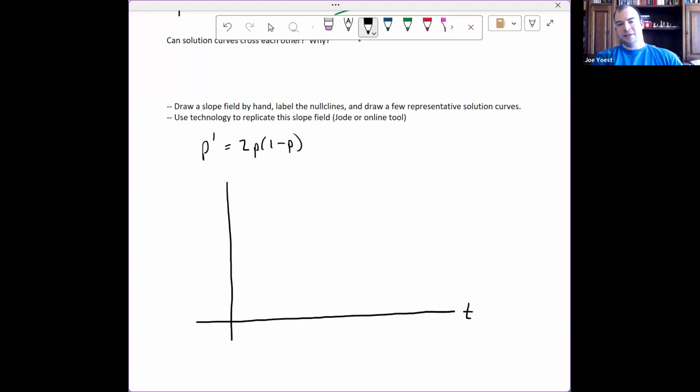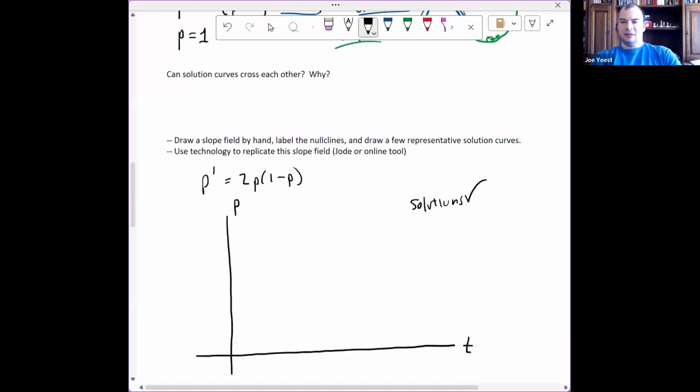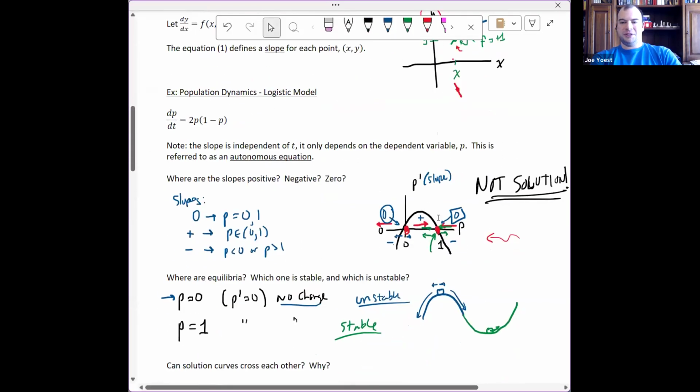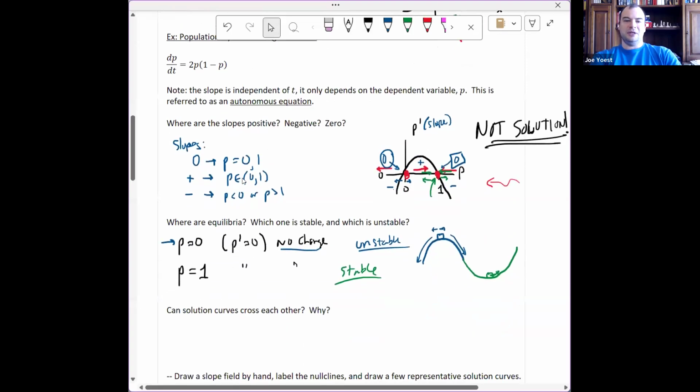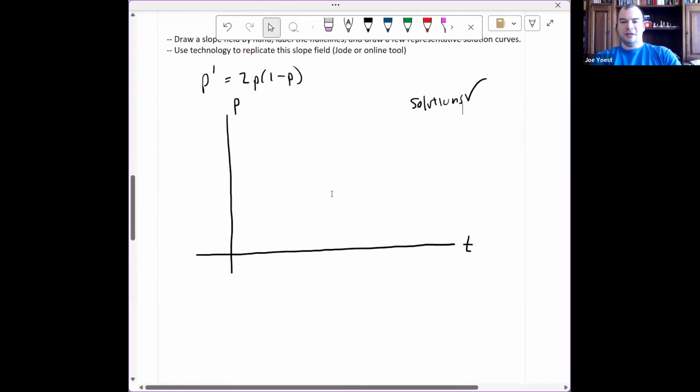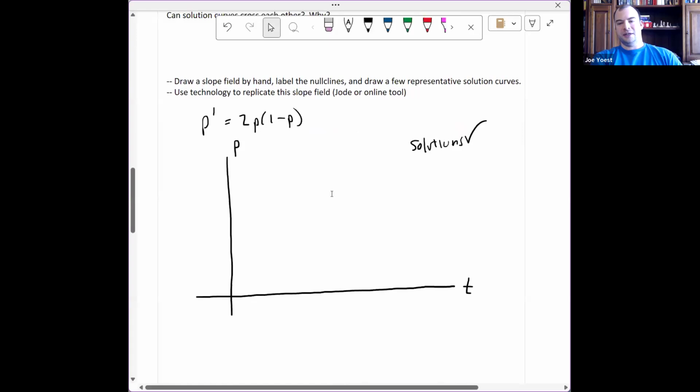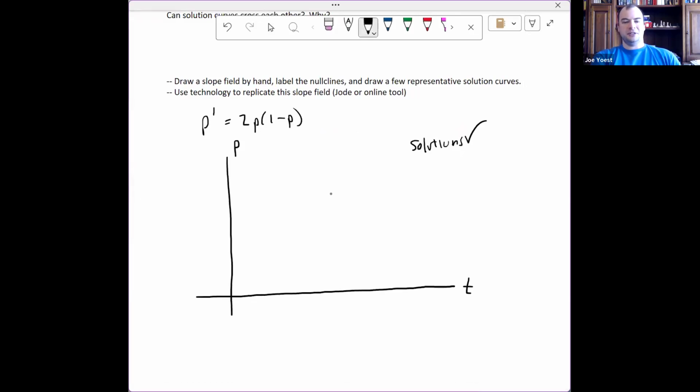And now we're drawing things that do look like solutions. Again, remember this little picture up here, this quadratic thing was not a solution. It was just helping us understand what's happening to P in different regimes, when P is between 0 and 1, or less than 0, or bigger than 1. Here's where we're actually transitioning to drawing solutions that look like P is a function of T.